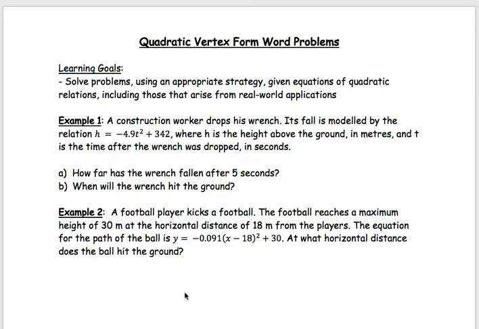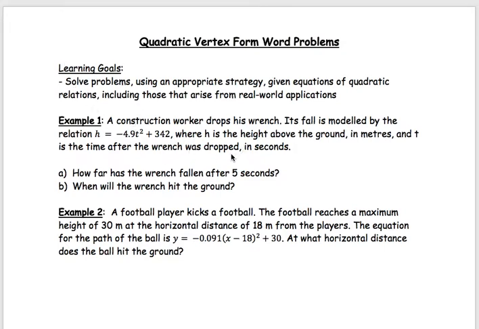like if we throw something, how long does it take to drop back to the ground, or if I say 5 seconds in, how high is it in the air, and so forth. Okay. All right. So we'll start off with example one here.